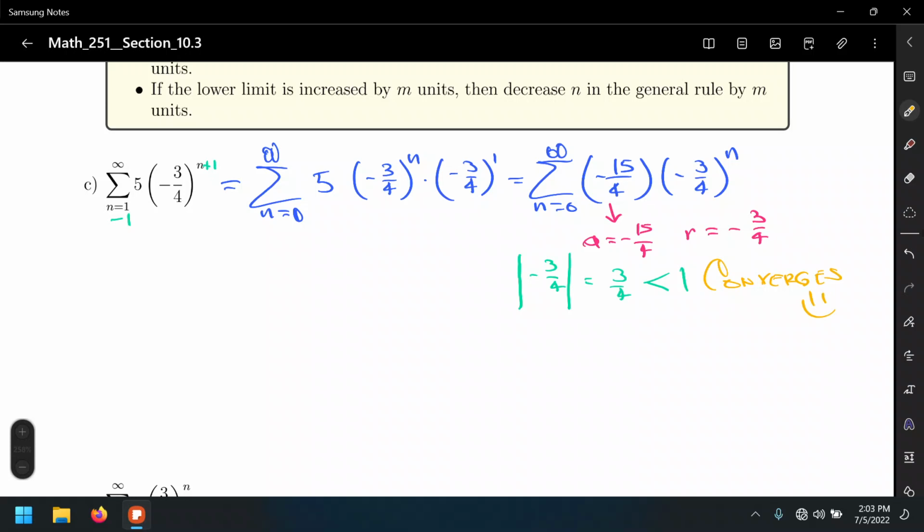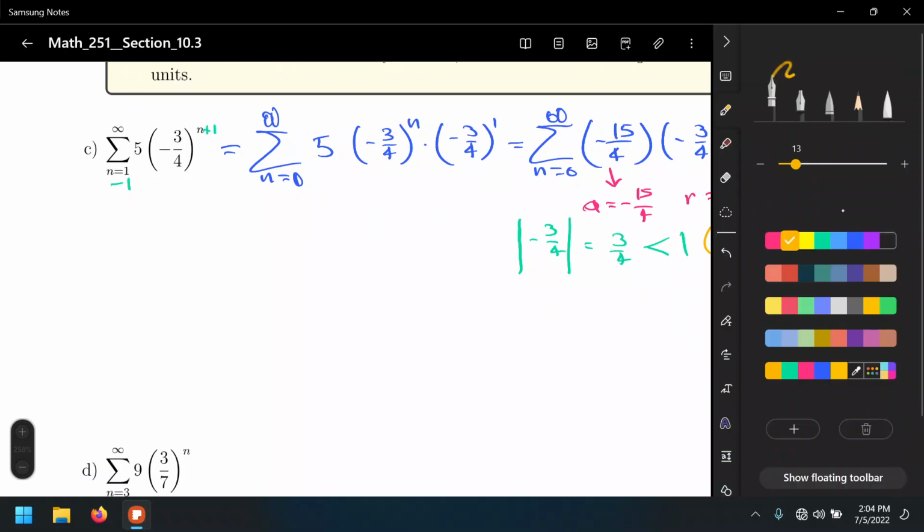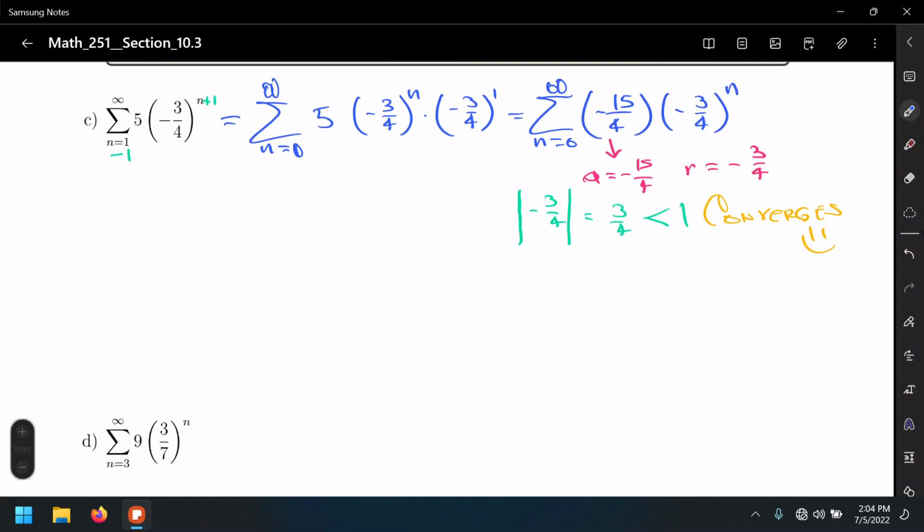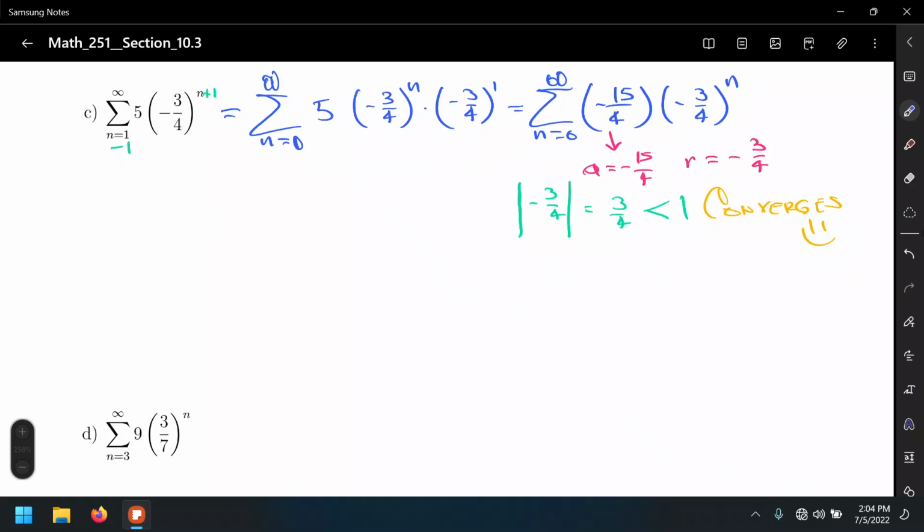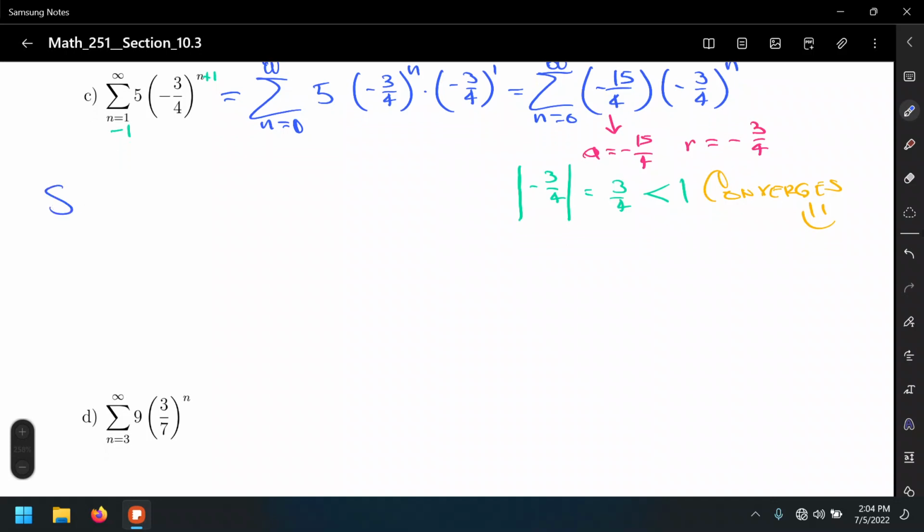So it converges, and in this case it's possible to find the infinite sum. Be careful with the signs here. Those negative signs right here will not be affecting the value, but rather the way that we will compute that final value. So S sub infinity equals a over 1 minus r, where a equals negative 15 over 4, over 1 minus the value of r, which in this case is negative 3/4. So be careful with the signs here.